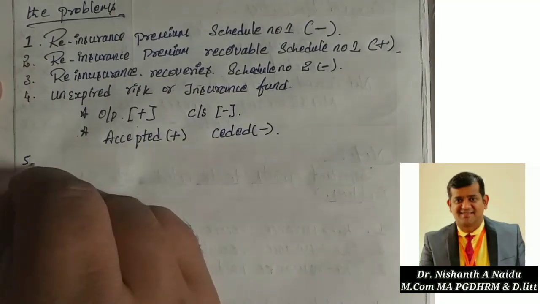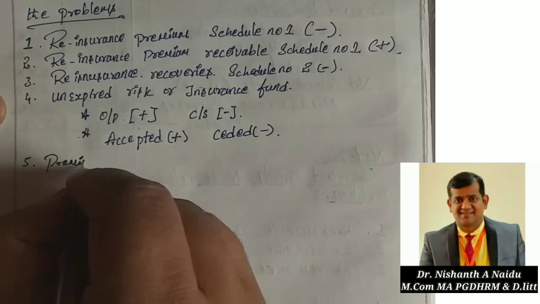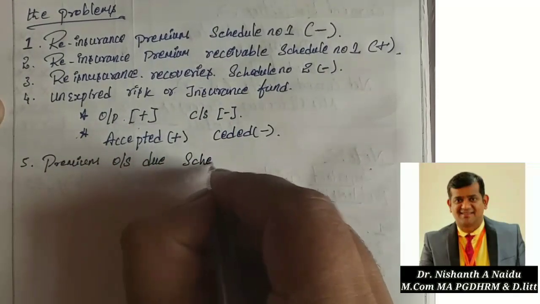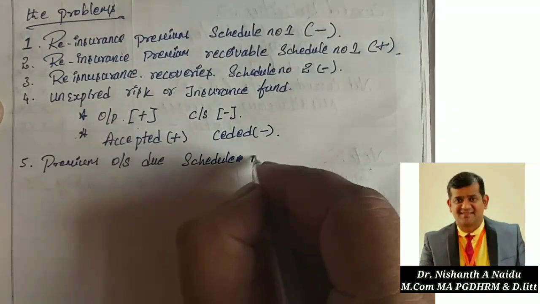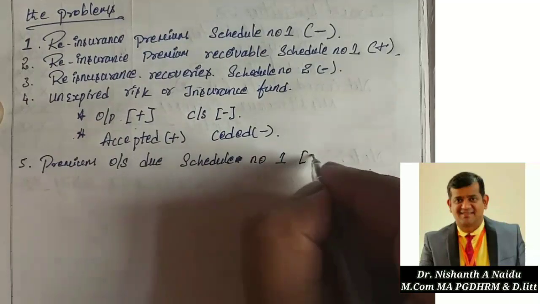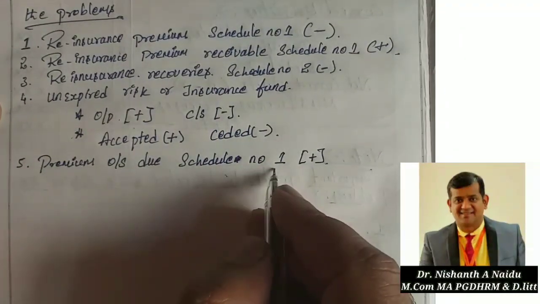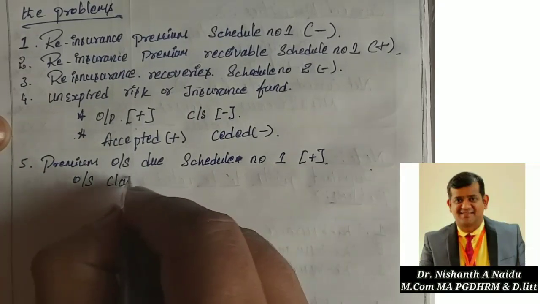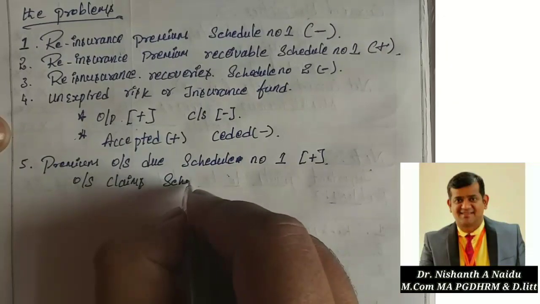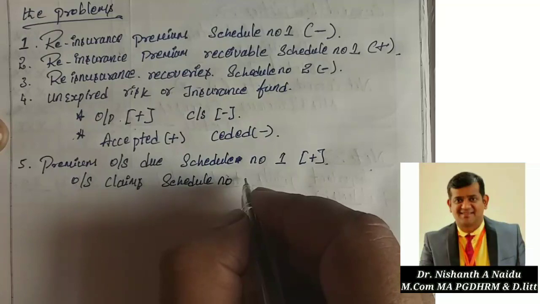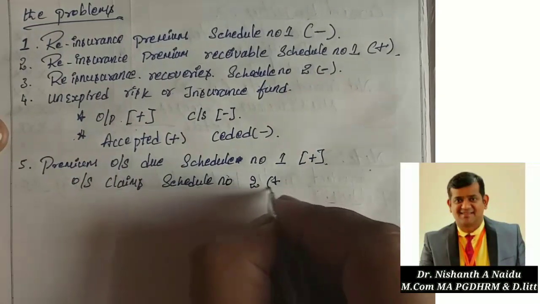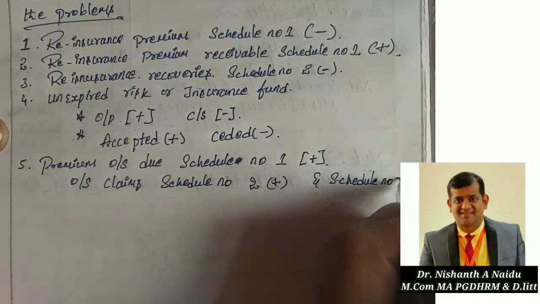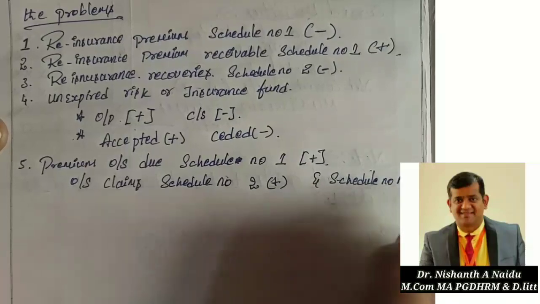Okay, 4 points. So I'm moving on to the fifth adjustment, that is premium outstanding due, schedule number 1, add. The same way outstanding claims, schedule number 2, add, and schedule number 13, add.